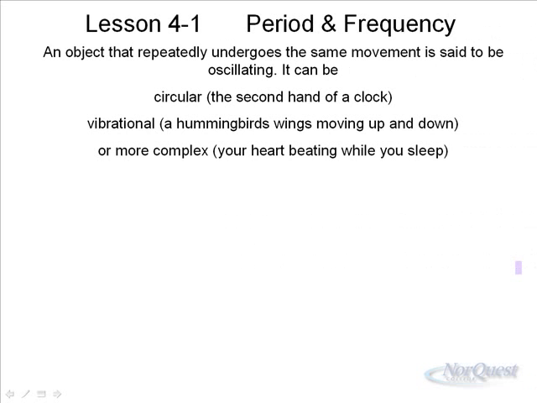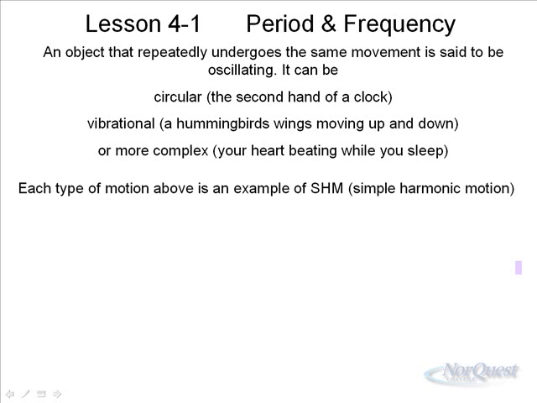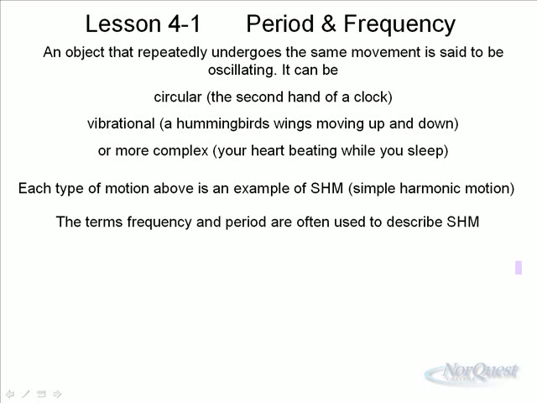An object that repeatedly undergoes the same motion is said to be oscillating, and it can be the circular motion of a clock. The hands of a clock, whether it's the second hand, the minute hand, or even the hour hand, are all undergoing circular motion, and it would be simple harmonic motion. So vibrational, hummingbird's wings, and even more complex, something like your heart beating. Each type of motion above is an example of simple harmonic motion.